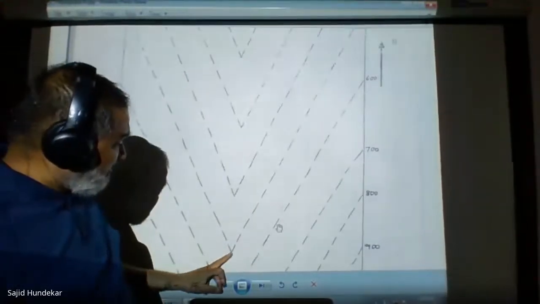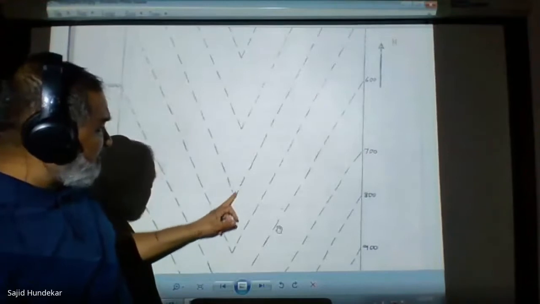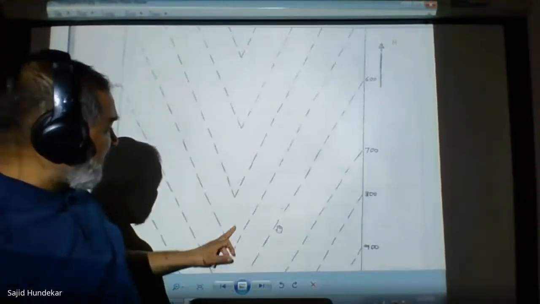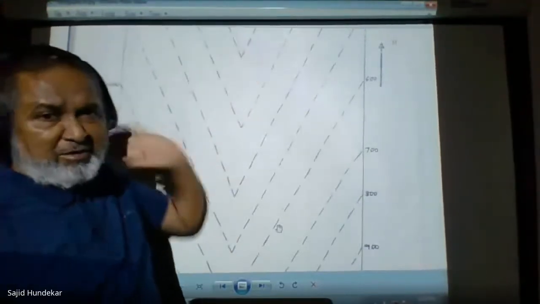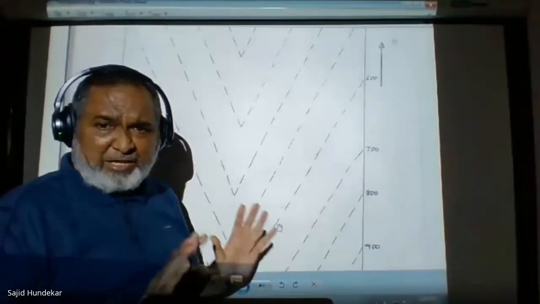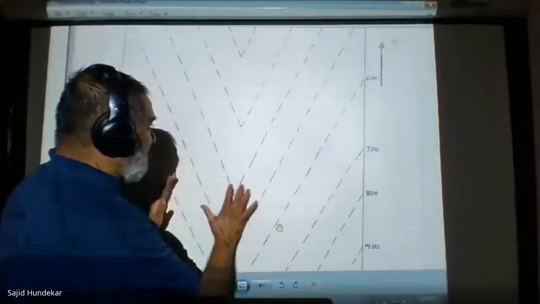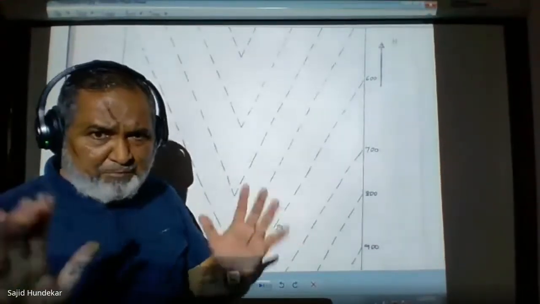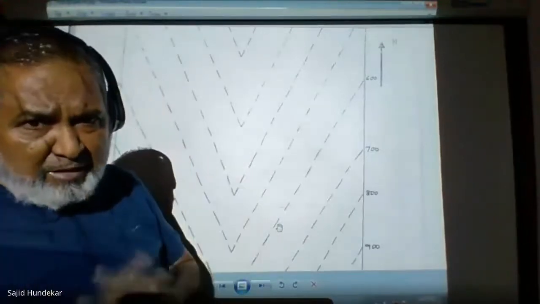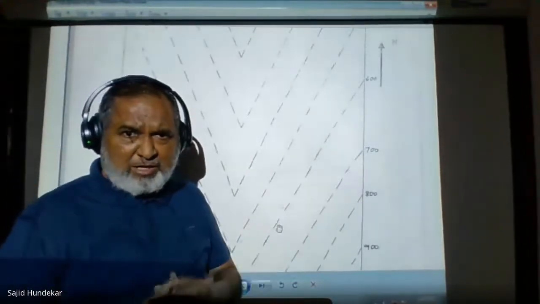Then the next one, the V-shaped valley is dipping towards north. That is the last sentence. So this is the description you have to write about this particular map. If you have any problem, raise your hand, unmute and tell me what you don't understand.